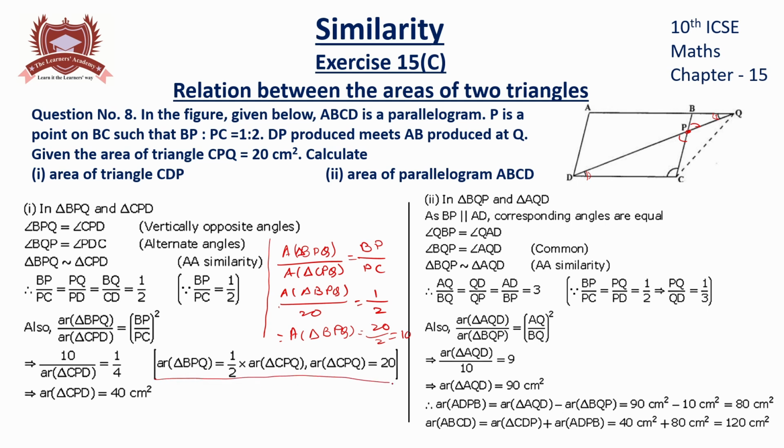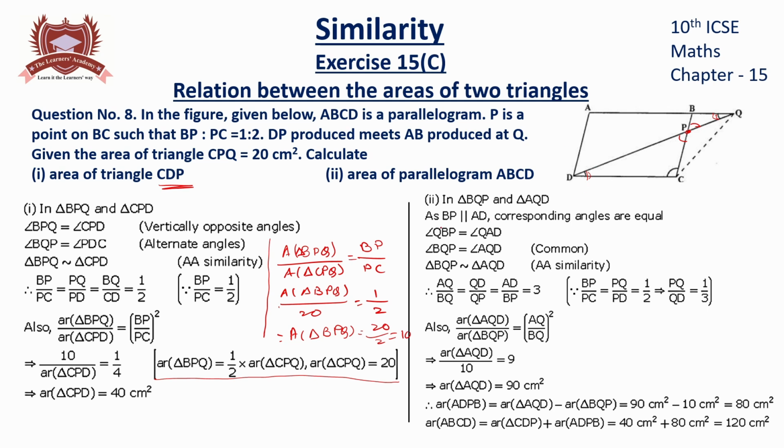So we have 10 upon area of triangle CPD is equal to half 1/4. So we get area of triangle CPD is 40 centimeters square. तो ये आ गया मेरा CDP या फिर CPD is 40 centimeter square. So we have to find area of parallelogram ABCD. तो उसको कैसे find करेंगे?